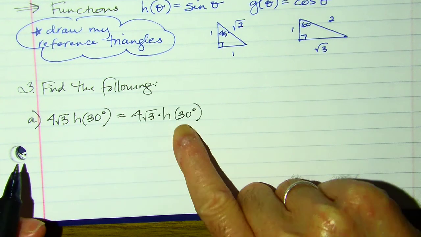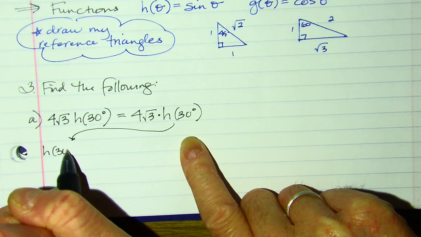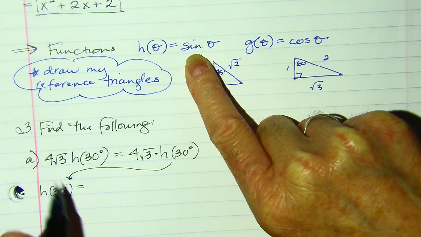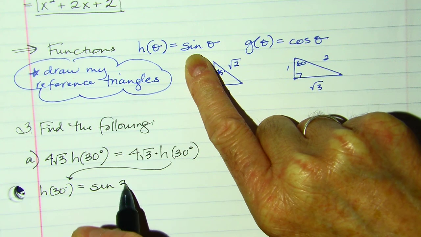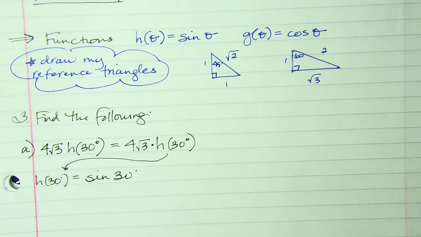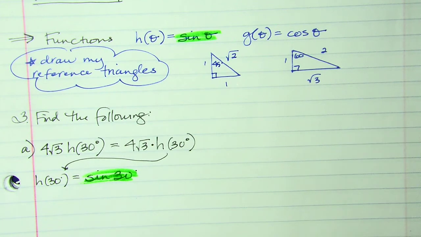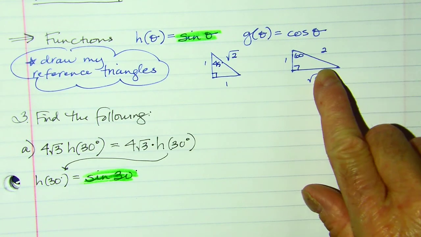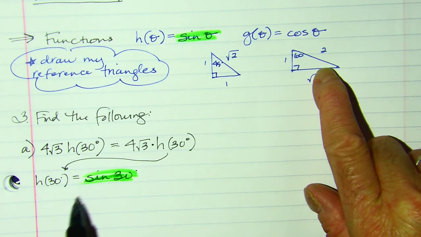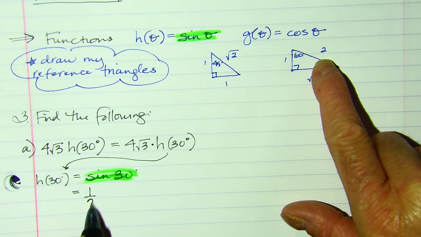So I'm going to start here. H at 30 degrees is using the function of h. So I'm looking for the sine of 30 degrees. Okay, so if it helps, here's h. The sine of 30, so if I'm looking at 30 degrees, which is here, right? 30 degrees is a small angle. Sine is opposite over hypotenuse.